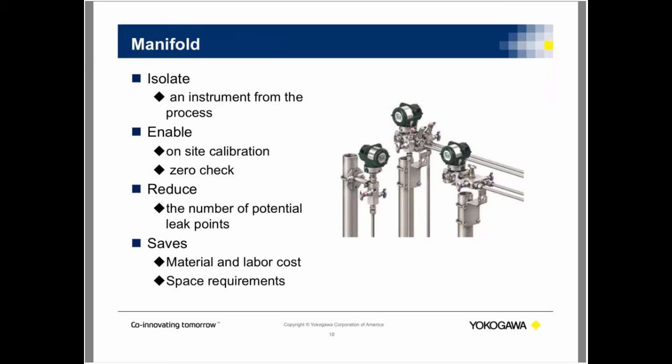It also means you're causing the transmitter to have to be pulled out of service, and the manifold allows you to keep it in service and just shut off that section for a little bit, so you can do a quick on-site calibration or a zero check. You can isolate the instrument from the process really fast. It also reduces the number of potential leak paths, and it saves you cost, which is wonderful. Who doesn't want to save costs on something?